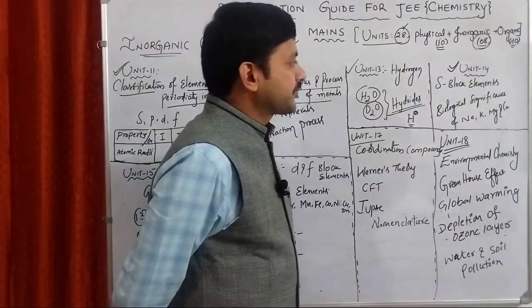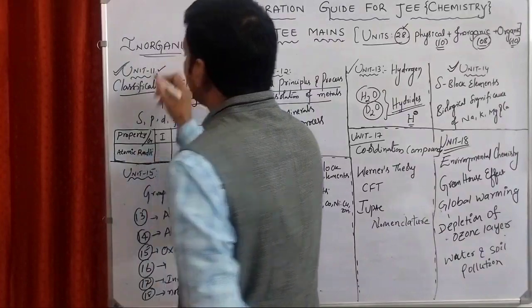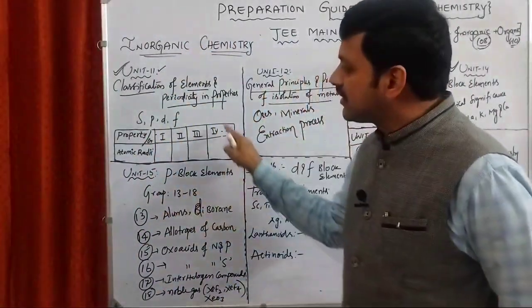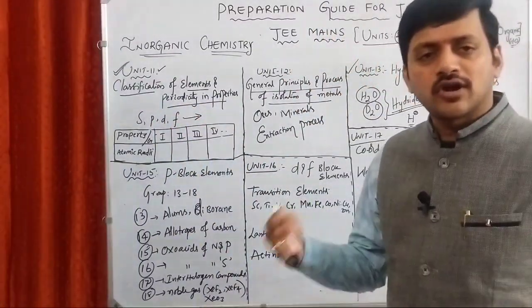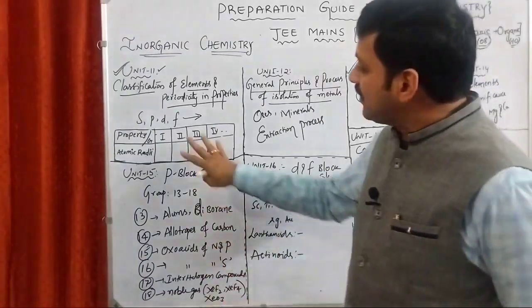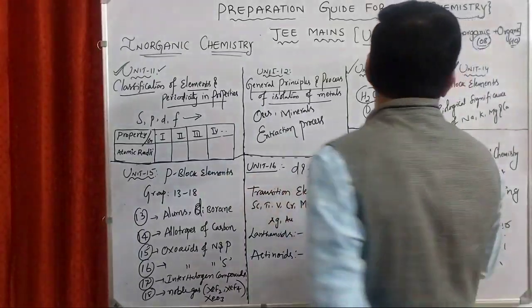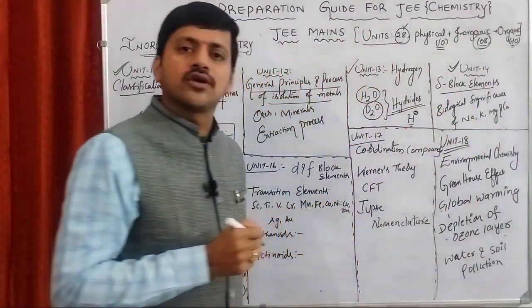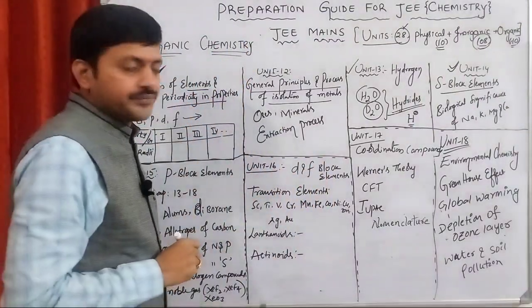Next unit is S block elements. Already in the first unit, that is unit 11, we have complete information related to all the block elements: S block elements, P block elements, D block elements and F block elements. Already we have the data related to all the elements. That's why you need not prepare again about the fundamental properties of the S block elements. All are covered in unit 11.